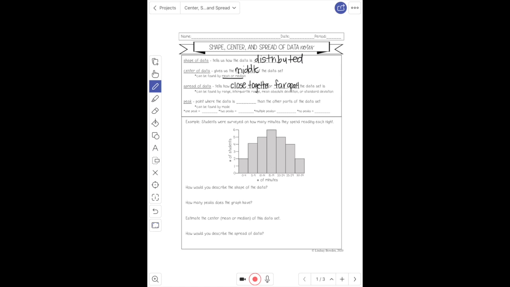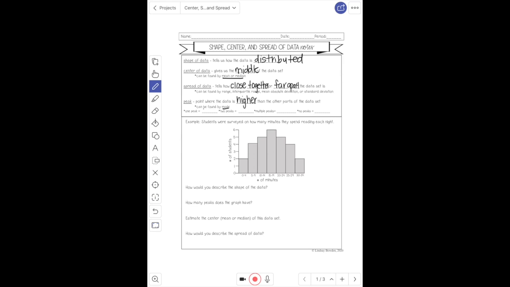So again, when we talk about the spread, we're talking about how spread out they are, the range, the maximum minus the minimum. The peak is the point where the data is higher than the other parts of the data set. We normally look at this with mode. So when we talk about peak, we're talking about which one occurs the most.